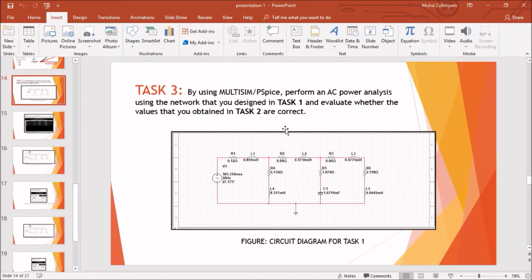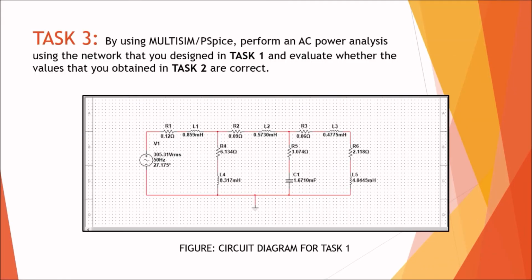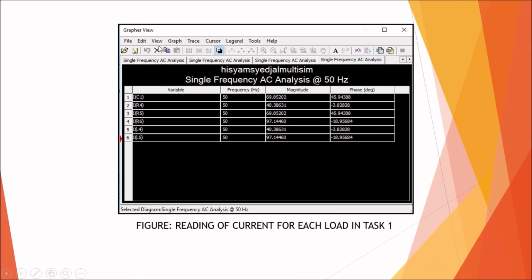So back to the slide earlier. Here we already took a screenshot of the current readings for each load in task 1, which is I at load 1, load 2 and also load 3. You can see that we chose to see the output in magnitude and phase angle.